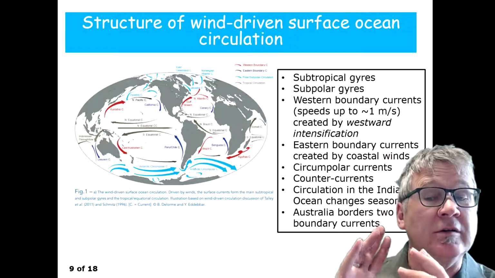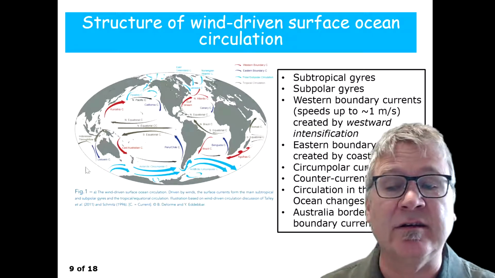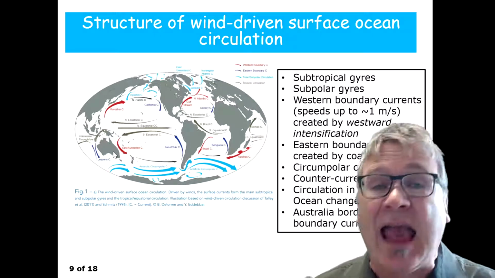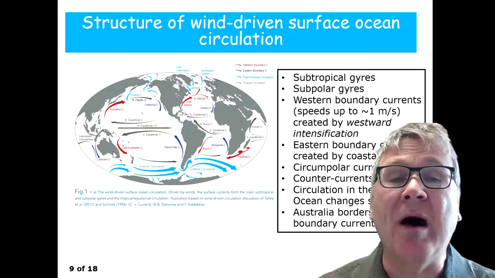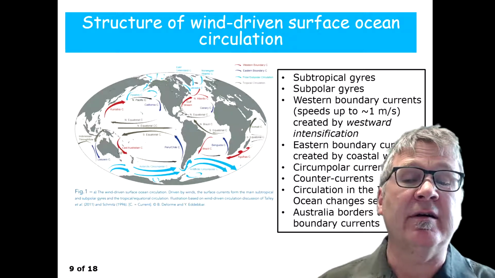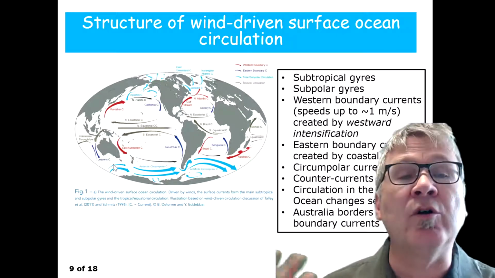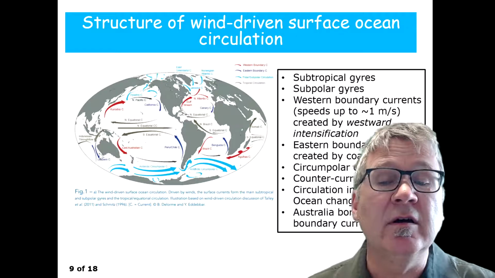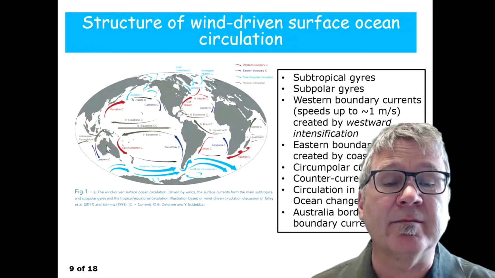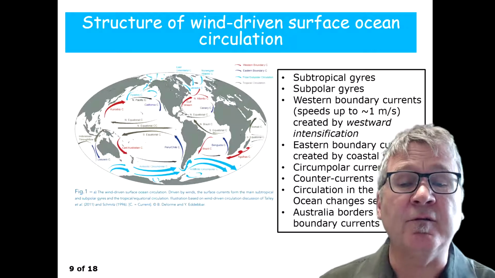And if you now focus on Australia, which is here in this map, you can see Australia here. It actually has two boundary currents. One is the East Australian Current, which is a western boundary current, but it has another boundary current which is called the Leeuwin Current on the western side. Okay? So that's an important feature.